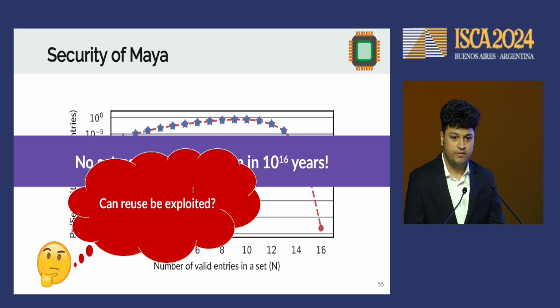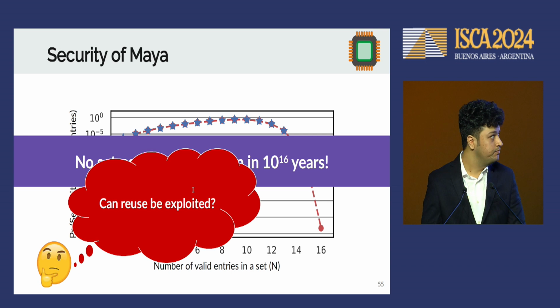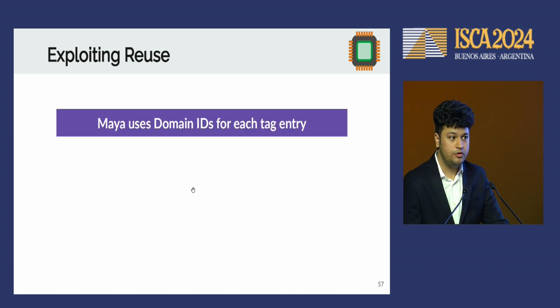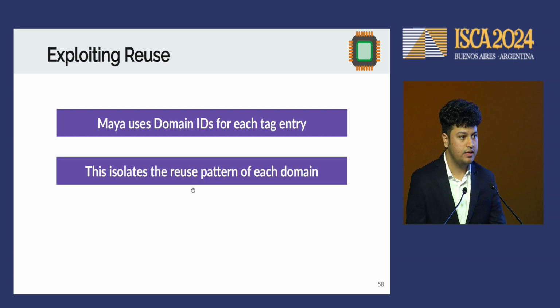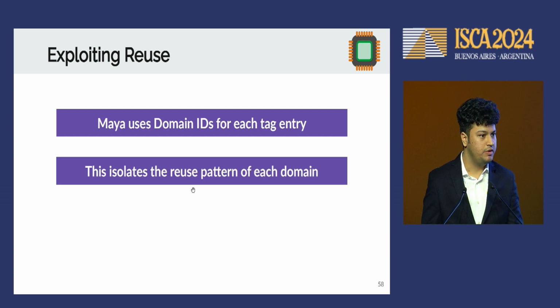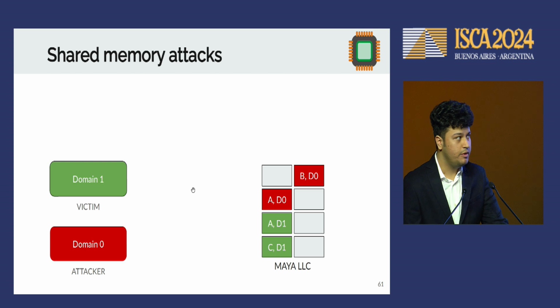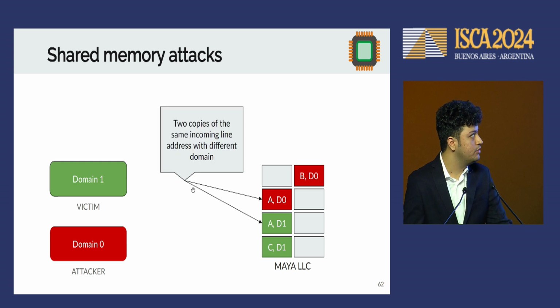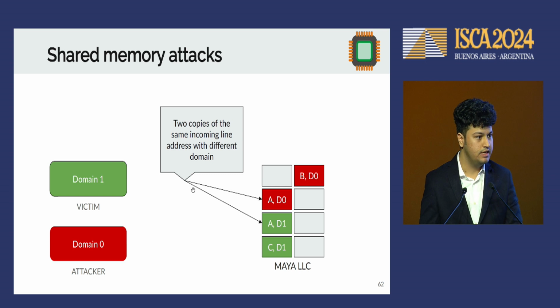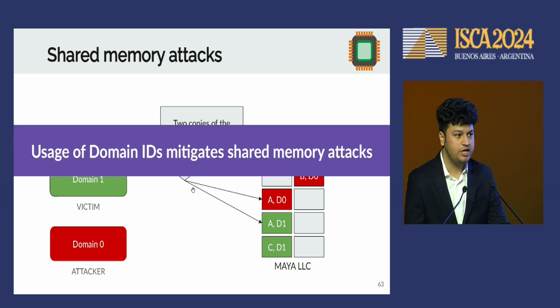This brings up the question of whether reuse can be exploited to mount an attack. So Maya makes use of domain IDs for each tag store entry. This helps ensure that the reuse pattern is isolated between the attacker and the victim, and helps prevent any reuse-dependent fill-based attacks. Coming to shared memory attacks, again, the use of domain IDs helps ensure that two copies of the same incoming line address are stored in the LLC, and helps mitigate any shared memory attacks as well.